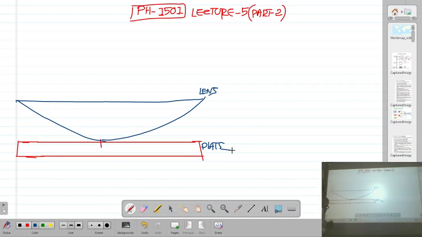This is the contact point of lens and plate. At the contact point, there is no air between lens and plate, so the thickness of the air film at the contact point is zero. And as you go away from the contact point, as you move in the radial direction, the thickness of the air film continuously increases.